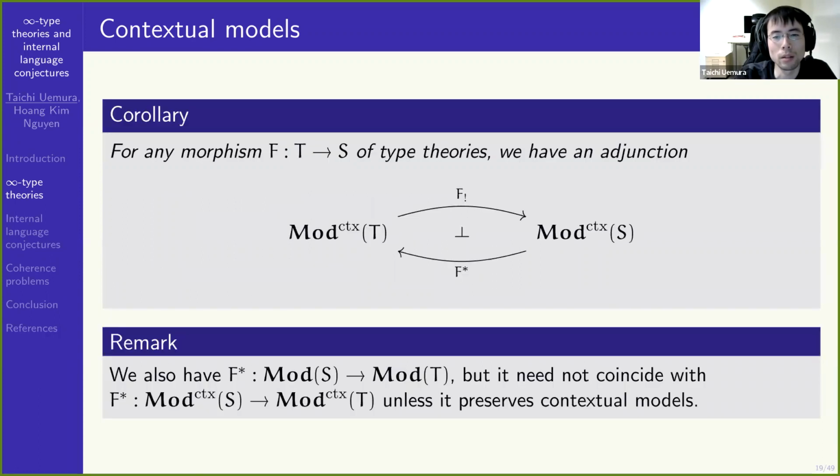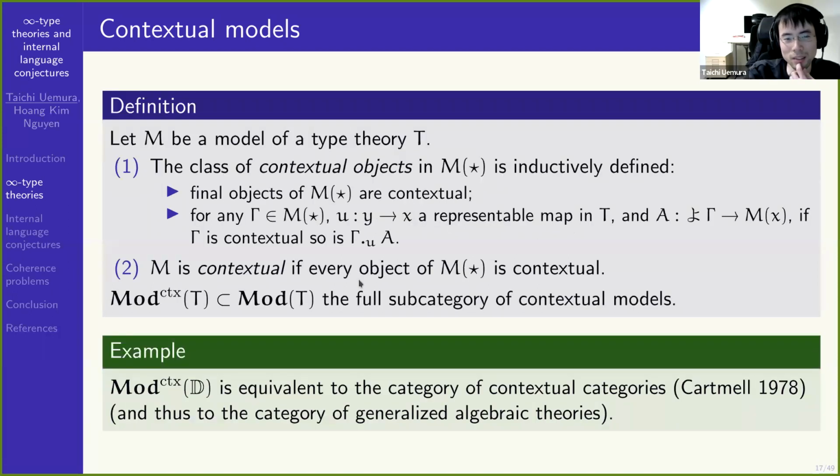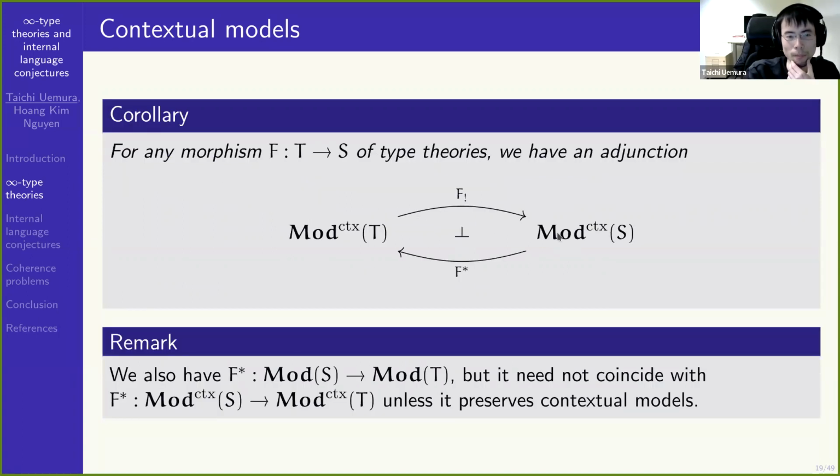So as a corollary, from the definition of contextual objects, the left-hand side is slightly complicated. At first sight, we are not sure the category of contextual models is essentially algebraic. But the right-hand side is by definition essentially algebraic. So which means that in particular, for any morphism between type theories, we have adjunctions between the categories of contextual models. Okay.